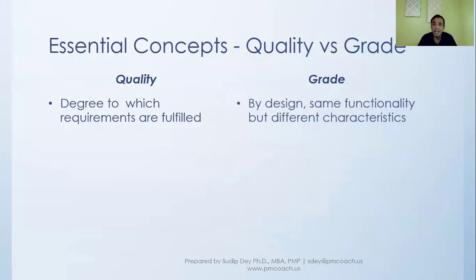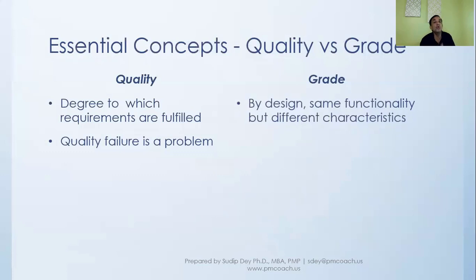Whereas grade is typically by design. Some functionality or the same functionality, but different characteristics. So we are providing the requirements, but there is a different degree of requirements. We'll have an example here. Now, if there is a quality failure, that is a problem. Quality failure is not an option. Quality failure is a problem, and we should never have quality failure.